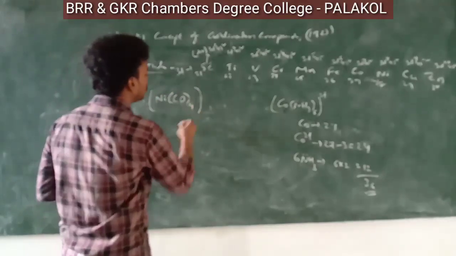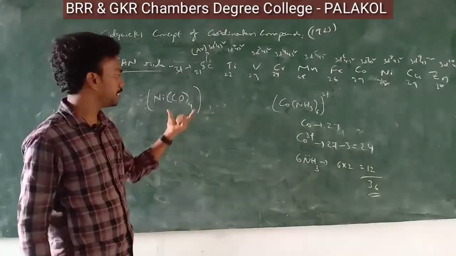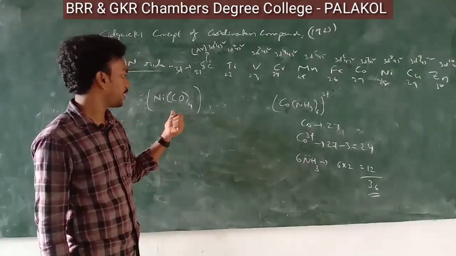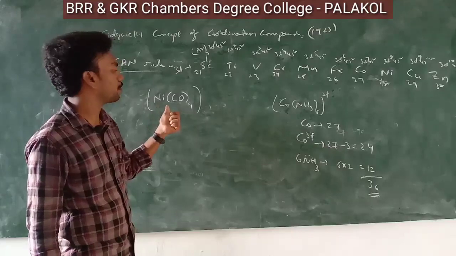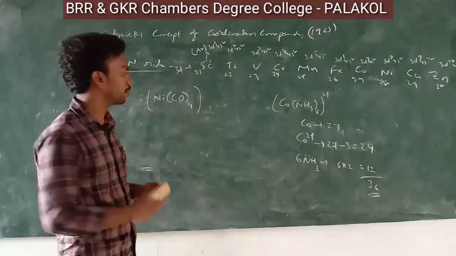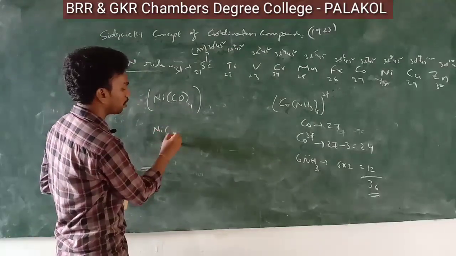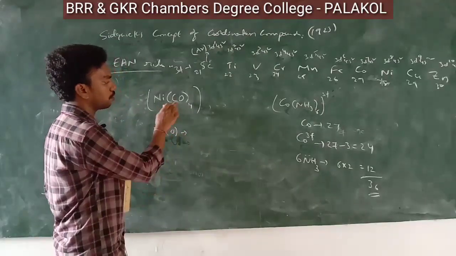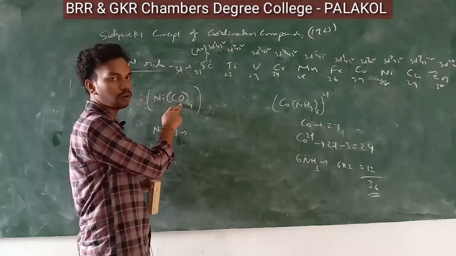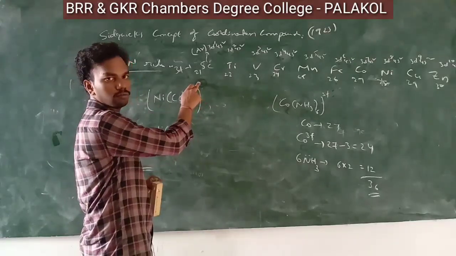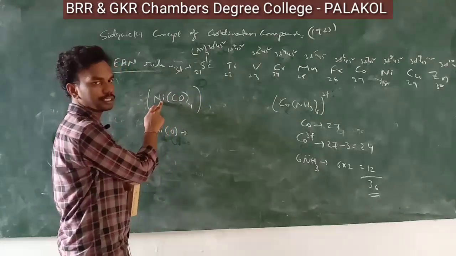Ni(CO)4, tetracarbonyl nickel(0). So this is a neutral complex. Just try this complex, friends. Pause the video and try this. What is the effective atomic number for this complex? Here the nickel oxidation state is 0. Carbonyl is a neutral molecule, that means no charge. So x plus 4 into 0, and the overall charge is also 0. That means the nickel oxidation state is 0.